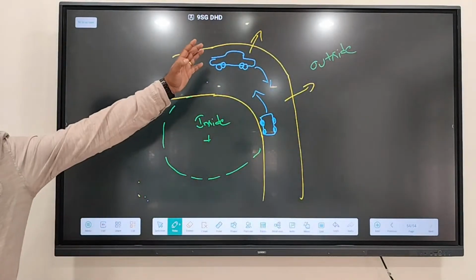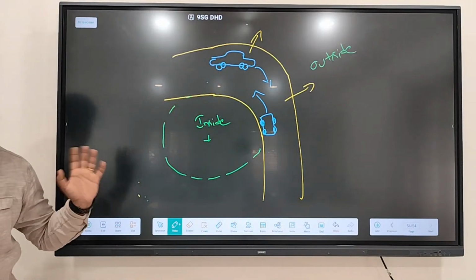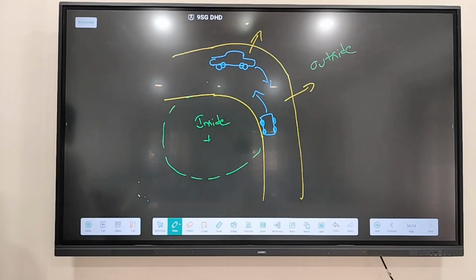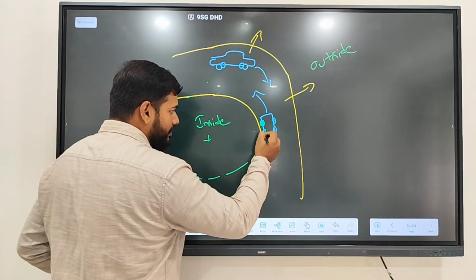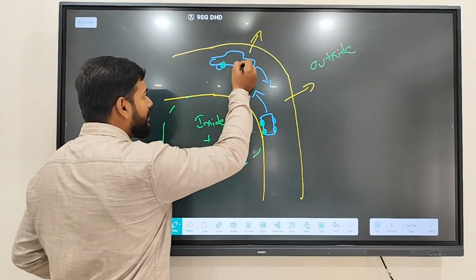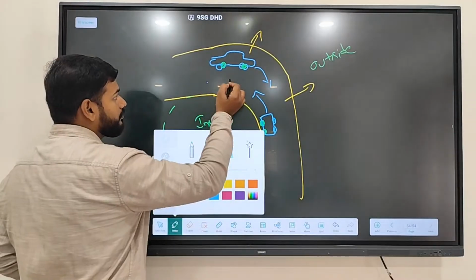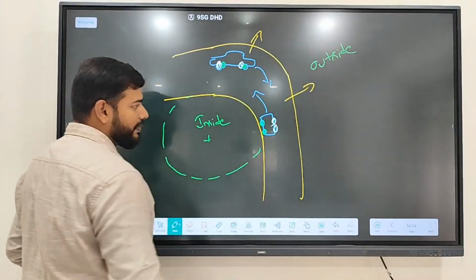Force acting away from the center is centrifugal. Towards the center is centripetal. Now, due to which force they are falling off? Centrifugal force. Due to centrifugal force, they are falling off. Which wheels will leave the ground first? Whether these inner wheels or the outer wheels. Which wheels?